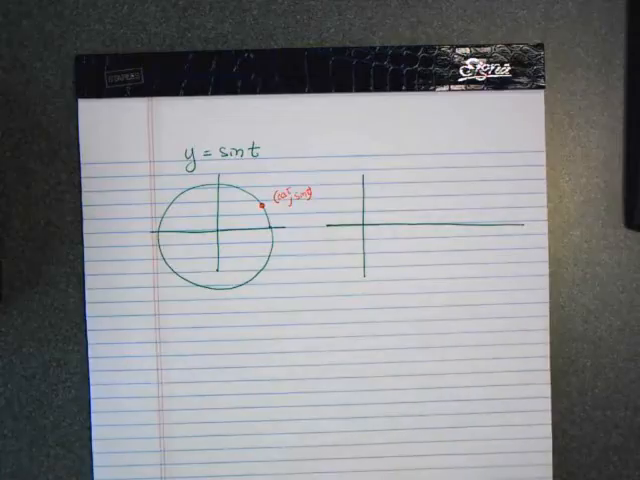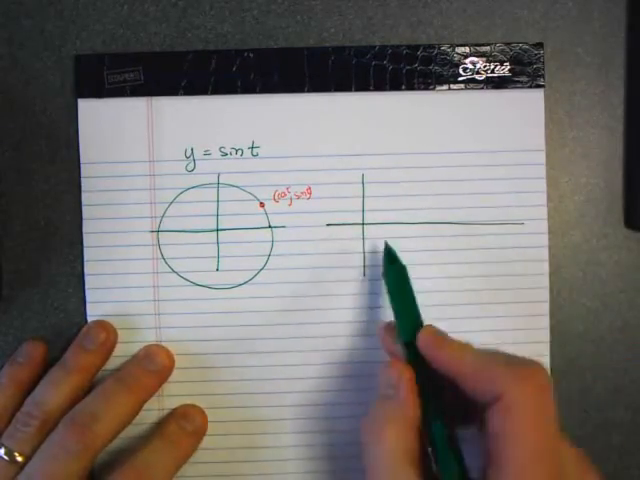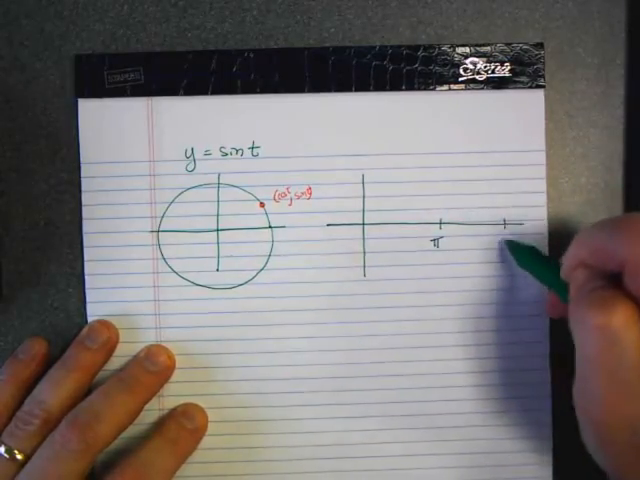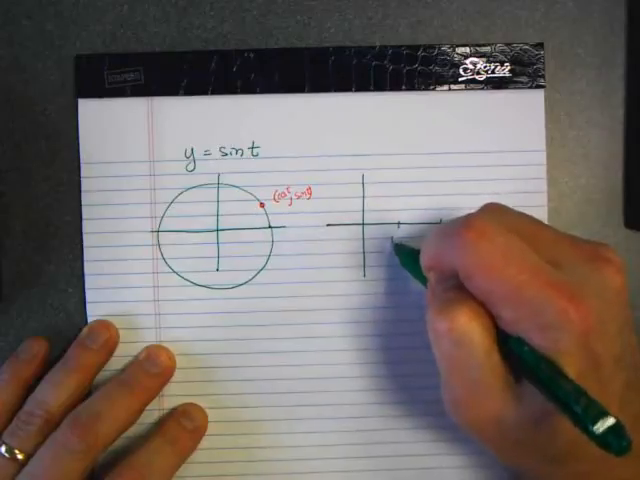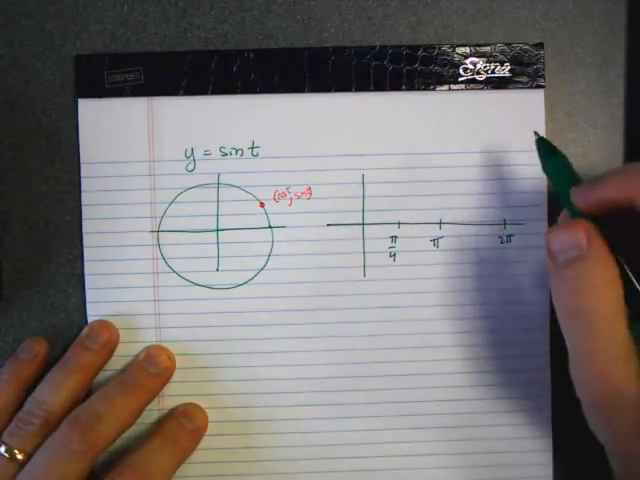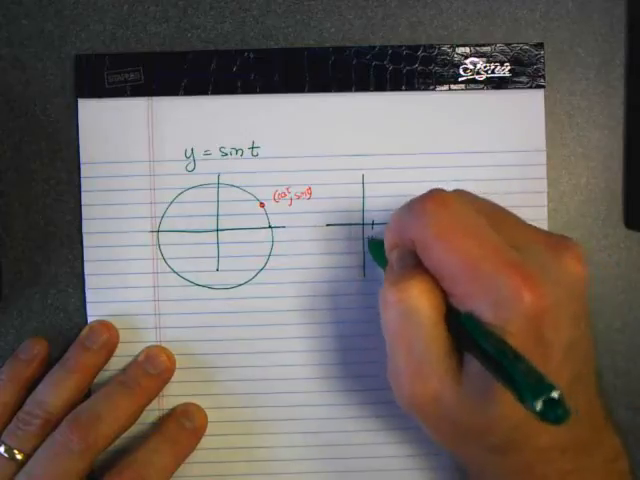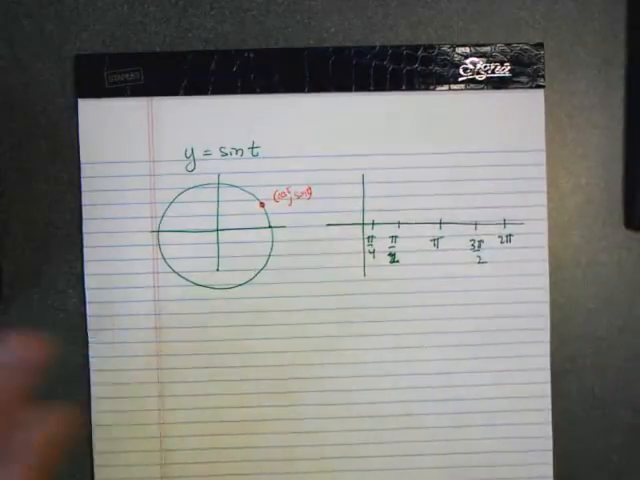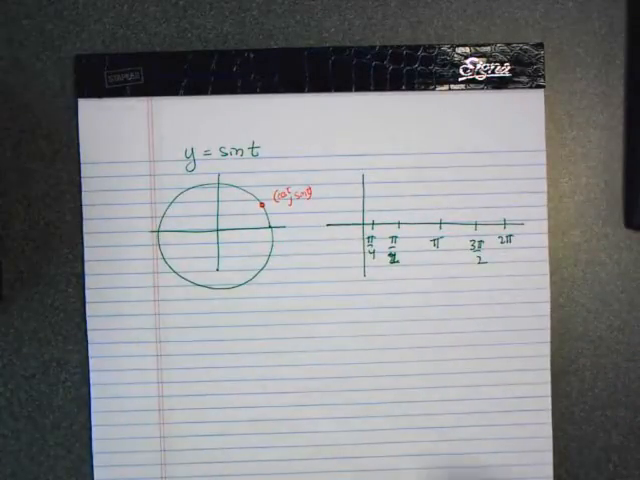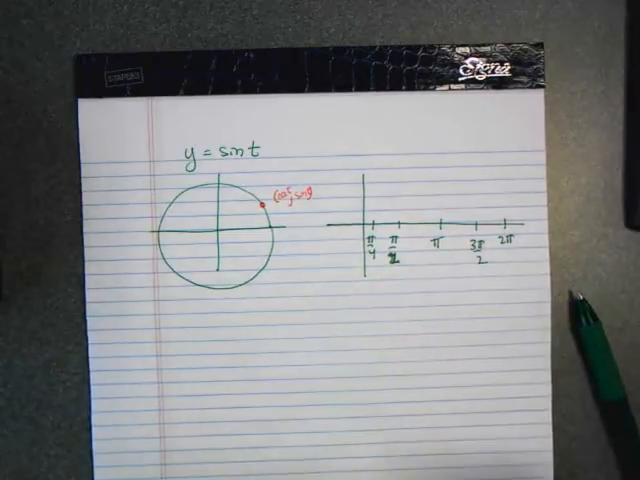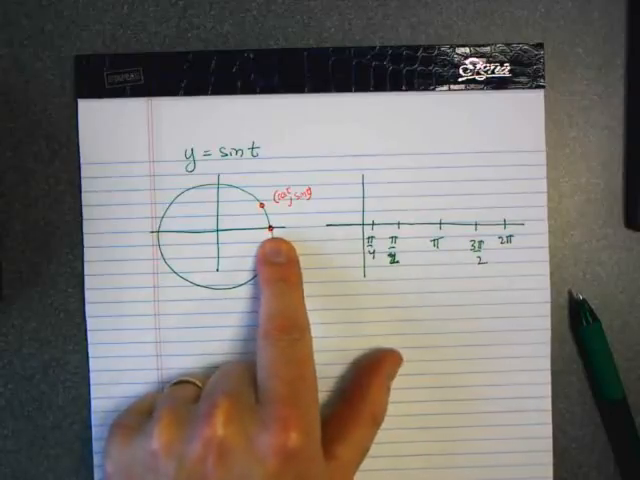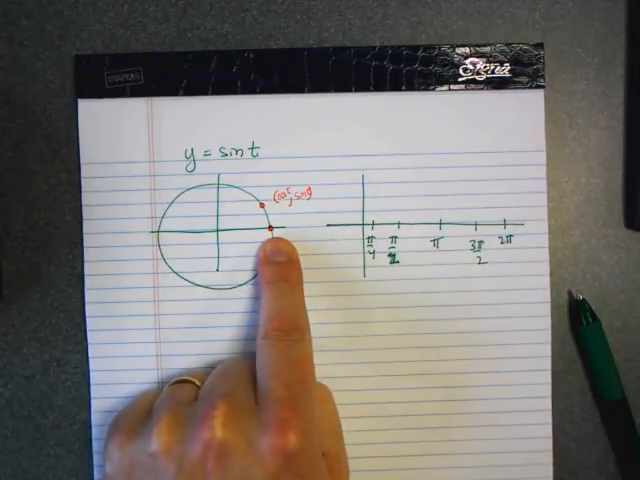Okay, so on this axis here, I'm going to have the t values. So here's pi, here's 2 pi. You remember this, good. Pi over 2, pi over 4, 3 pi over 2, and so on and so forth. Now what can you tell me about this? If I start at t equals 0, what's the sine value right there? Sine of 0 is 0, because that's the y value.